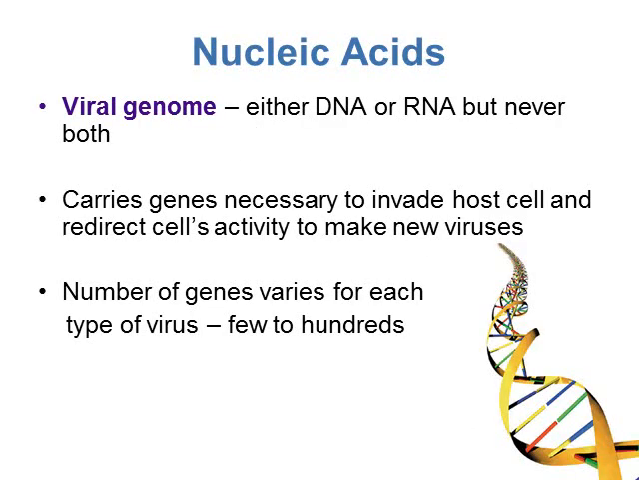So the nucleic acid, in viral genomes, you can either have DNA or RNA, but you never have both types of molecules. This DNA or RNA is usually a very, very small molecule compared to, for example, our chromosomes. And it just has enough genes on it to help that virus invade the host cell and redirect the cell's activity to make new viruses. So it just has enough genes to get into the cell and hijack it. The number of genes varies for each type of virus. Some viruses just have a few genes, and other viruses may have more genes, so they're a little more complex.